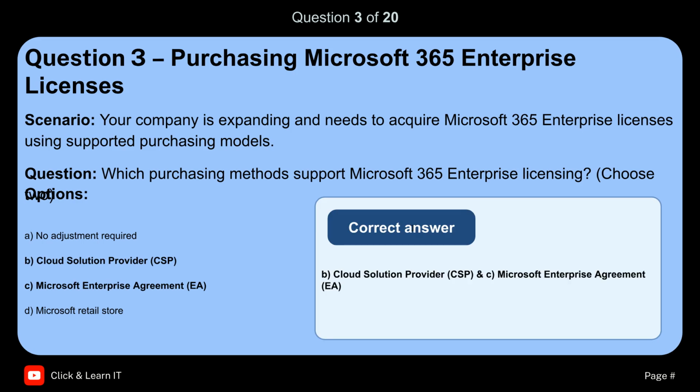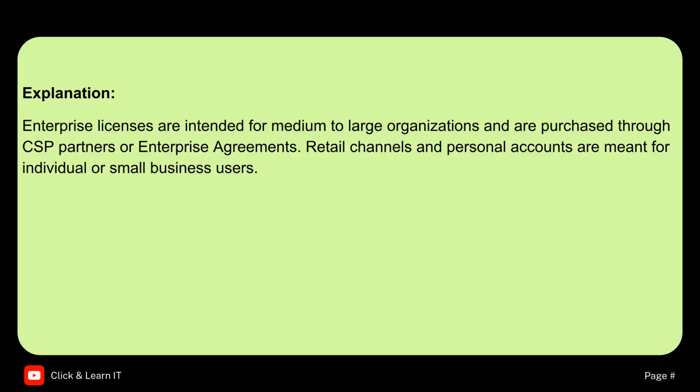The correct answers are B and C, Cloud Solution Provider, CSP, and Microsoft Enterprise Agreement, EA. Enterprise licenses are for medium to large organizations and are purchased through CSP partners or enterprise agreements. Retail channels and personal accounts are typically for individual or small business users.